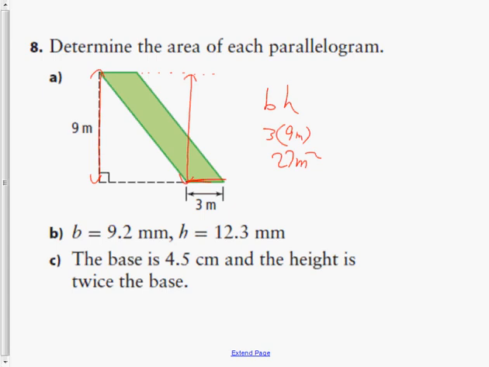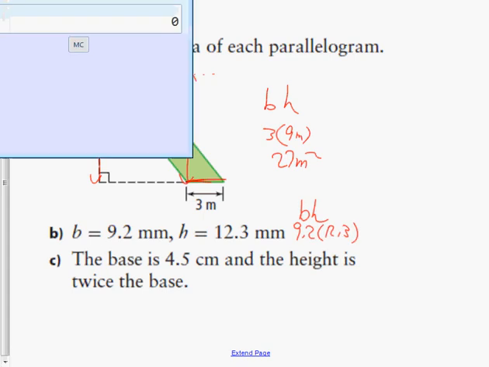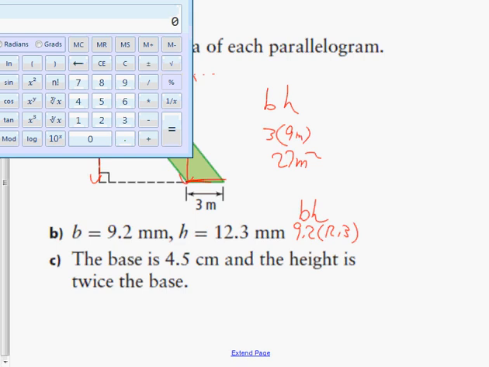B, I'm not going to draw it this time, but our formula is B times H. Our base is 9.2. Our height is 12.3. Can't do that in my head this time, so I'm going to take my calculator and go 9.2 multiplied by 12.3. That is 113. The area is 113.16 millimeters squared.